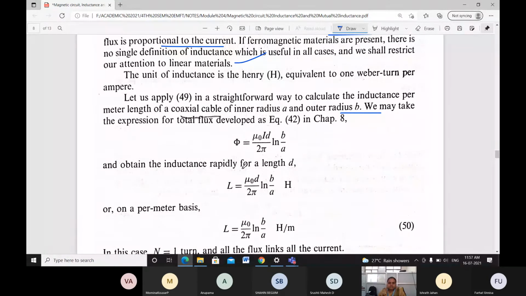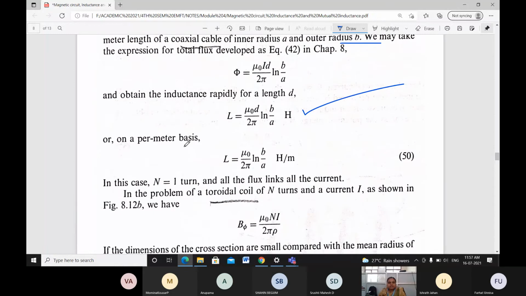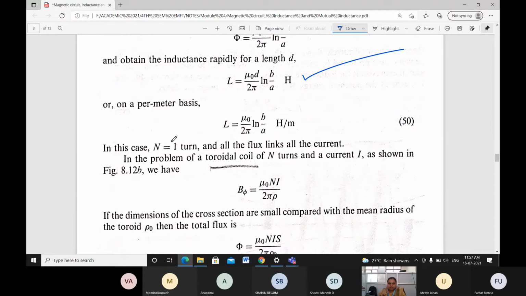Then obtaining the inductance for length d, L is going to be equal to mu naught d divided by 2 pi ln b by a, in Henry. I is not there. Or else, on a per meter basis, L is going to be mu naught divided by 2 pi ln b by a, which is Henry per meter. If the number of turns is 1, then I can use this equation, and all the flux links with the current only.